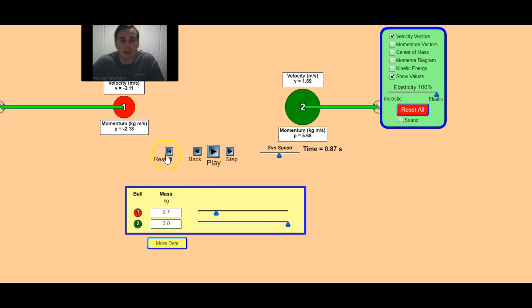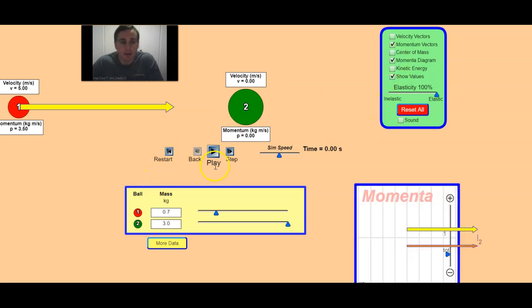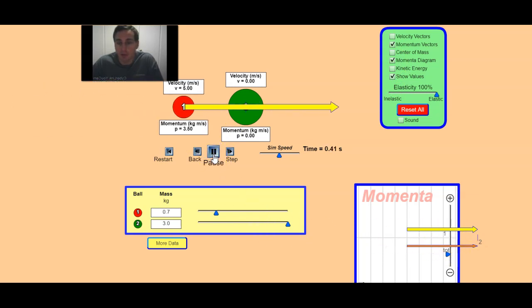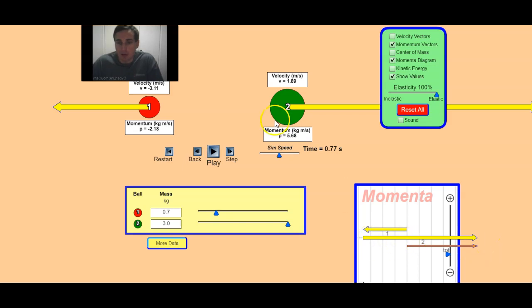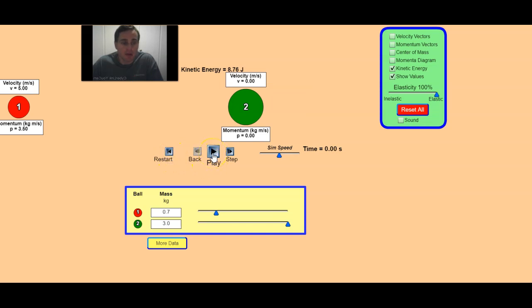Let's see if we can verify this using momentum. So let's take off the velocity, show the momentum and the momenta diagram. The initial momentum is only that of mass 1. It comes in. Notice that at the end, mass 2 has a large momentum because it's a larger mass, and then mass 1 rebounds, so it moves to the left and has a negative momentum, but again, the sum of them equals the same total momentum we had before.